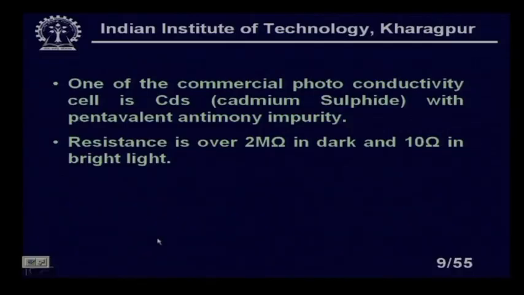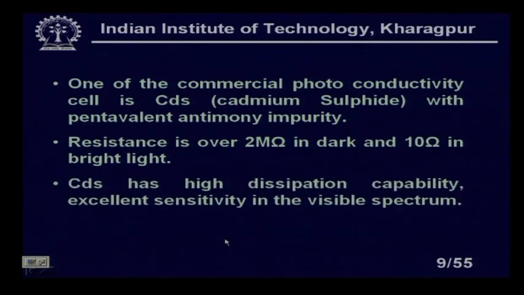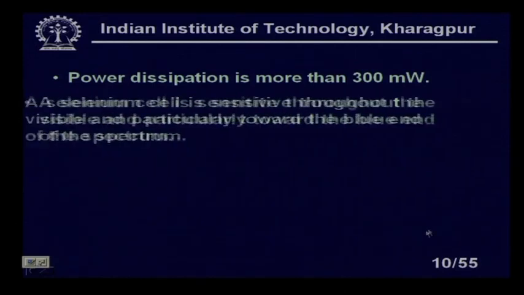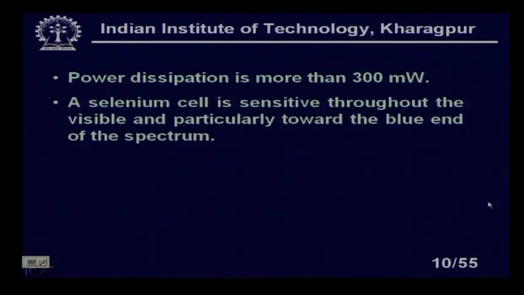So, resistance is over 2 mega ohm in dark and 10 to 20 ohm in bright light. Cadmium sulphide has a high dissipation capability and excellent sensitivity in the visible spectrum. Power dissipation is more than 300 milliwatt. And a selenium cell, selenium is also used as a photoresistor. Selenium cell is sensitive throughout the visible and particularly toward the blue end of the spectrum, right.